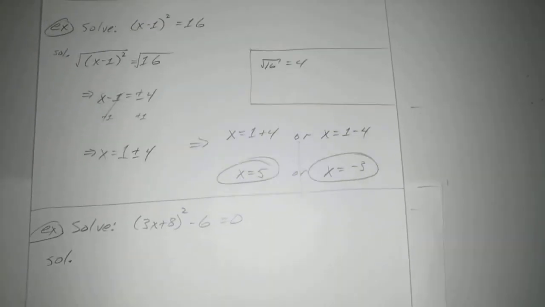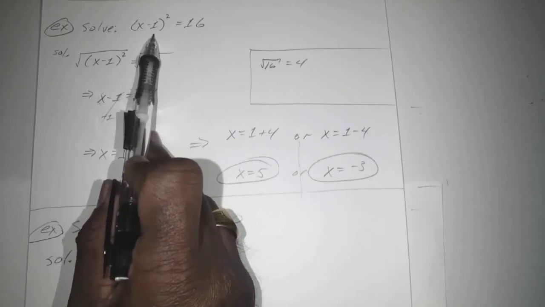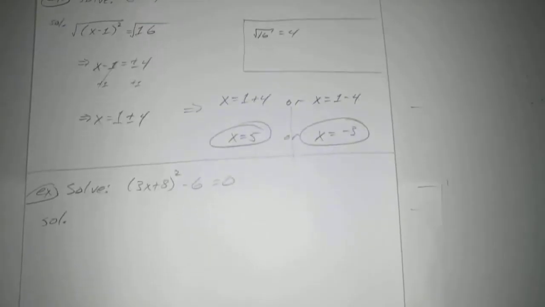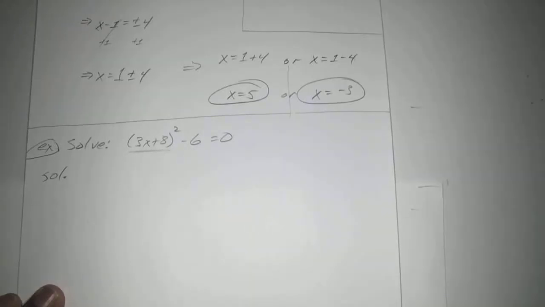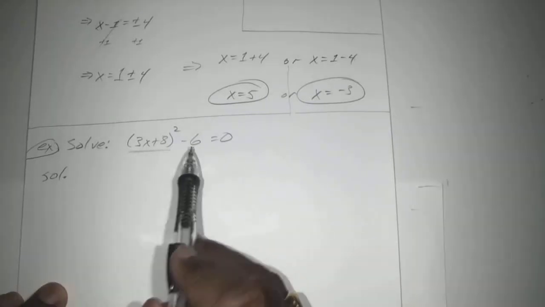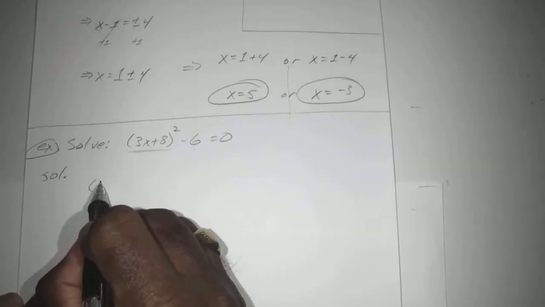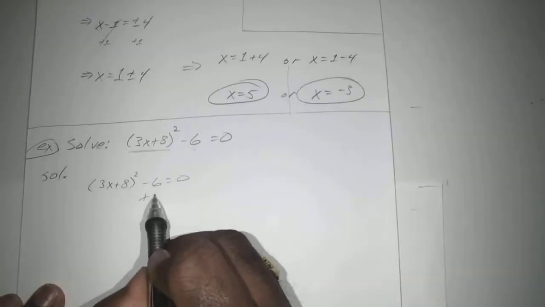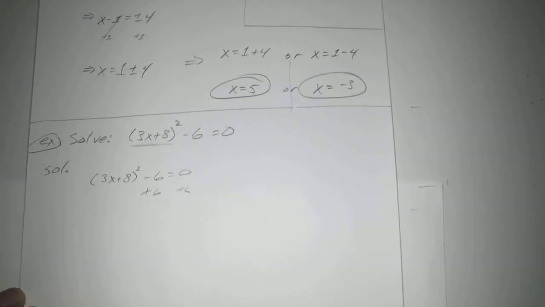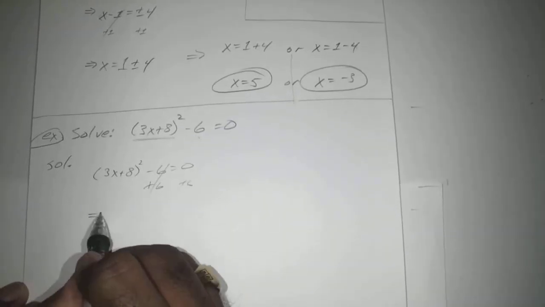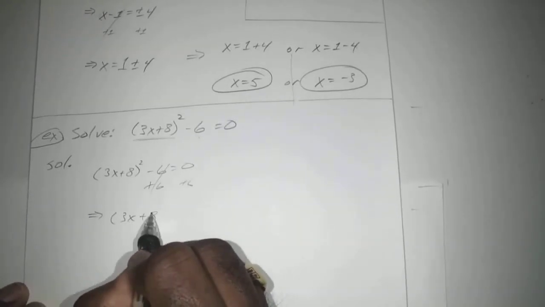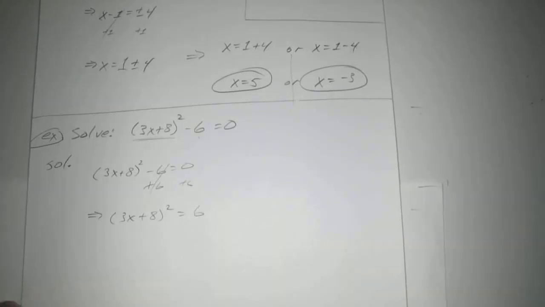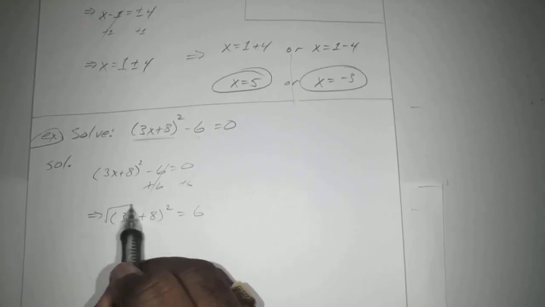Okay. Now, the first one, the squared value was already by itself, so you didn't have to do anything. With this one, you have to get the squared value by itself. So that means you have to get rid of the 6. So 3x plus 8 squared minus 6 equals 0. We just add 6 to both sides. Okay, so now we have our 3x plus 8 squared equals 6. Okay, so now we go ahead and we square root both sides because we have to get that squared value by itself.